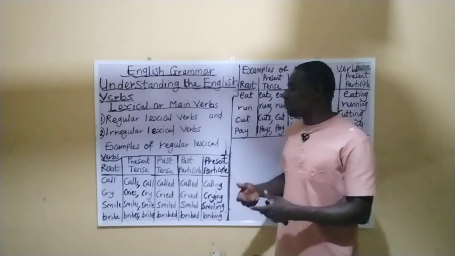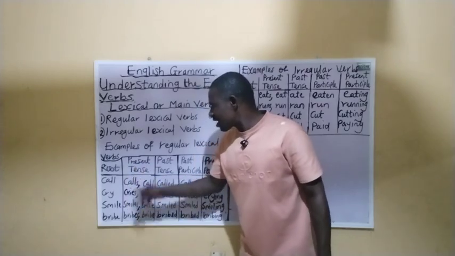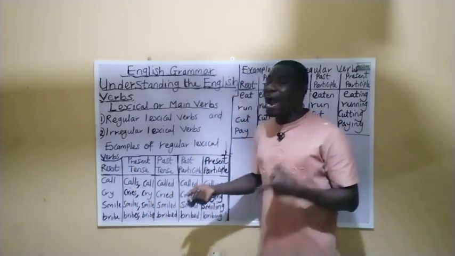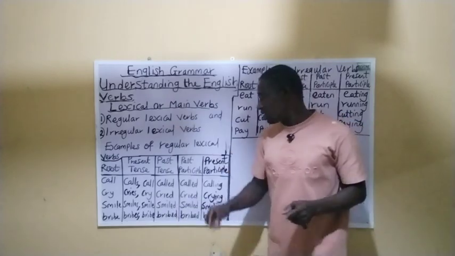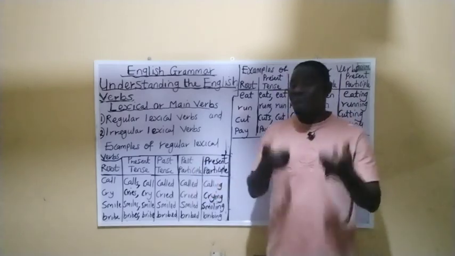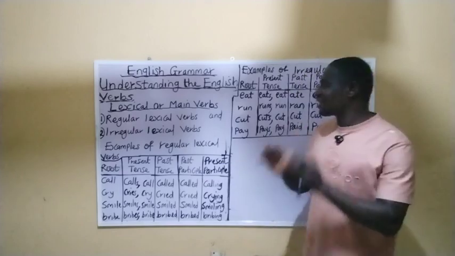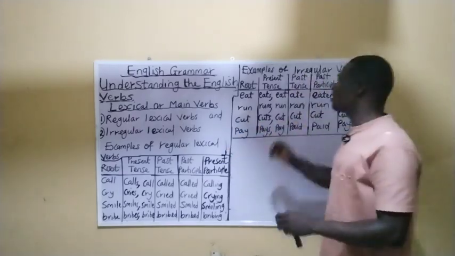The present participle, smiling. Bribe, we have the present tense, bribes or bribe. He bribes, they bribe. Then we have past tense, bribed. We have the past participle, bribed. Then we have the present participle, bribing. Okay, fine. That's actually for the regular verbs. Let's look at the irregular verbs.